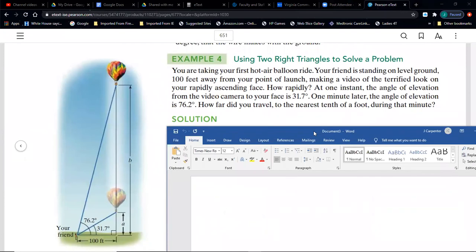All right, so example 4, you are taking your first hot air balloon ride. Very awesome. Always do that at least once unless you're terrified of heights, in which case you do you. Your friend is standing on level ground 100 feet away from your point of launch. So you can see the diagram to the left.